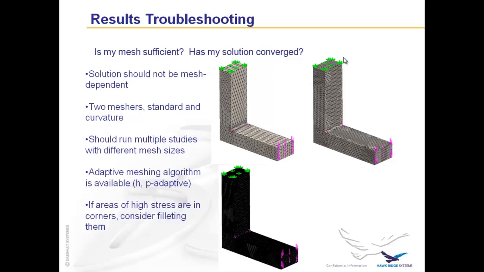Now, SOLIDWORKS has built-in adaptive meshing algorithms. We have two of them: one's called H-adaptive and another one's called P-adaptive mesh. What this will do is run your model with whatever standard mesh you gave it, and look for areas of high stress. Then it's going to refine the mesh in those high stress areas, rerun it, and check the results. There's a convergence plot that it follows, looking at strain energy and making sure that the strain energy is converging.